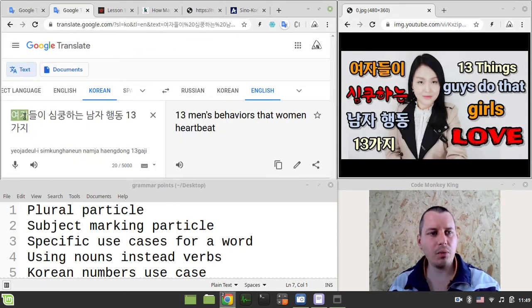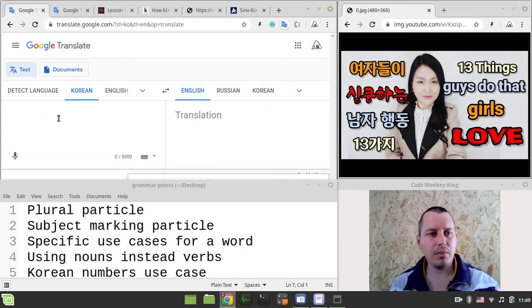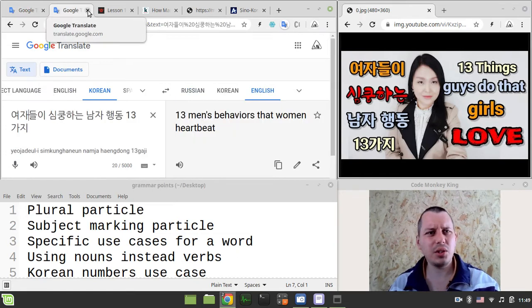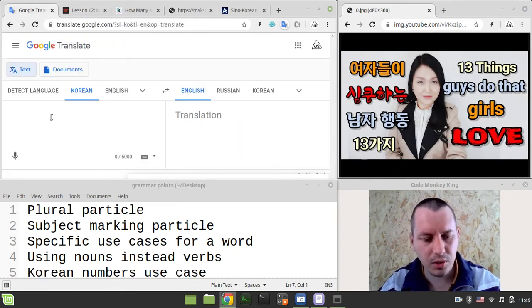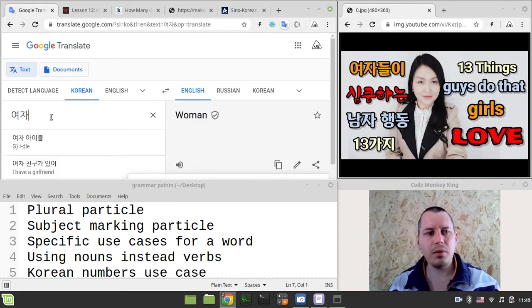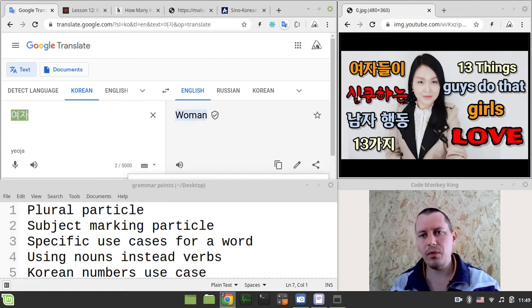So let's start with yoja. So yoja means, in Korean, well, actually, okay, just forget this. I would be typing from scratch just to showcase. So let's see the yoja. Yoja means woman, right? So it's quite clear. This is a dictionary word, nothing special. And the very first grammar point I'd like to introduce is this particle 들.